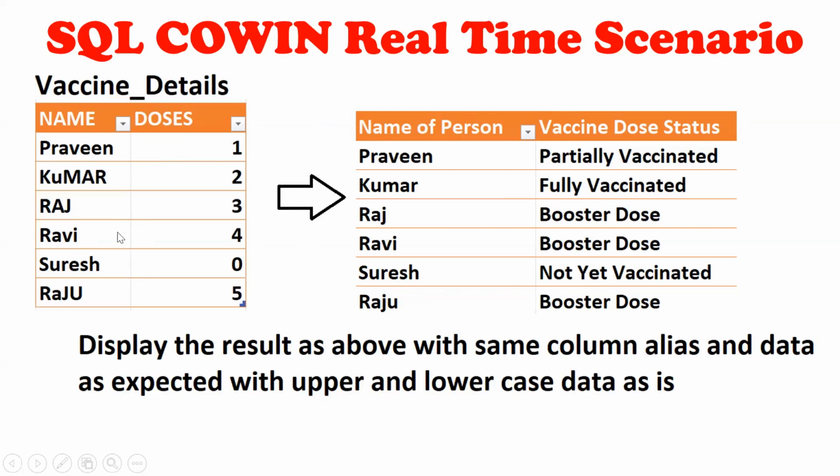So this is my table, and I want to display it as above, with the same column names. And as expected, the upper and lower case: if you see here, Praveen is there, KuMAR is there, with mixed upper case and lower case. But I want to get the first letter of every word in upper case.